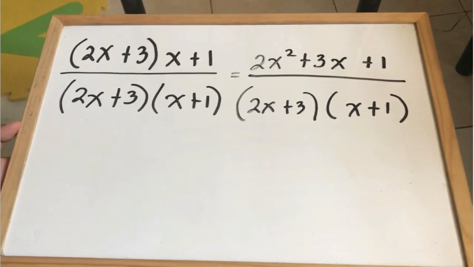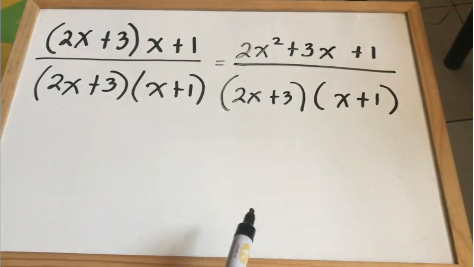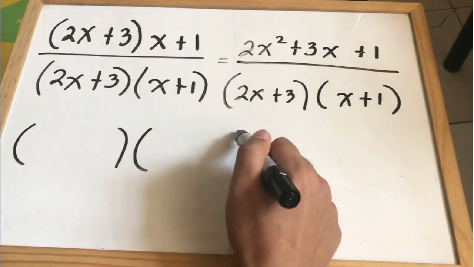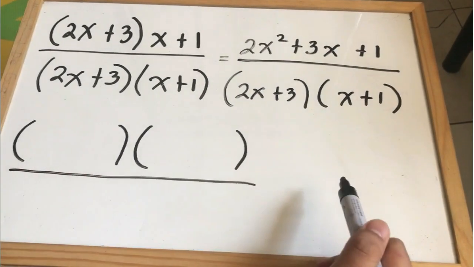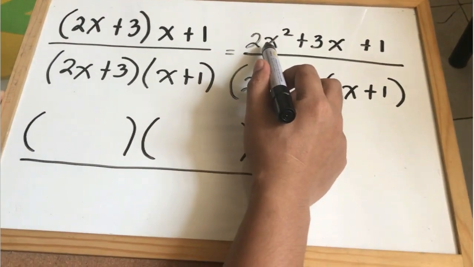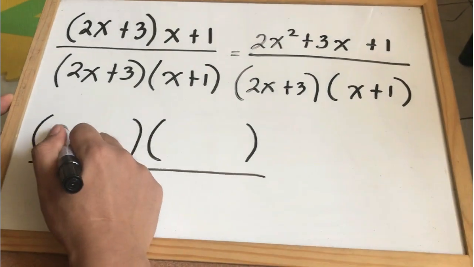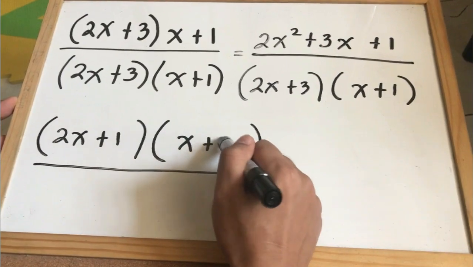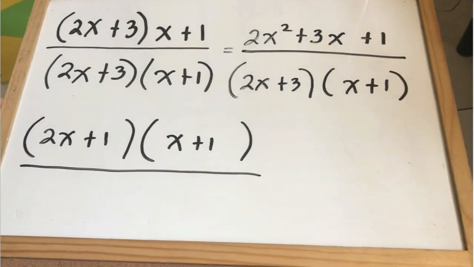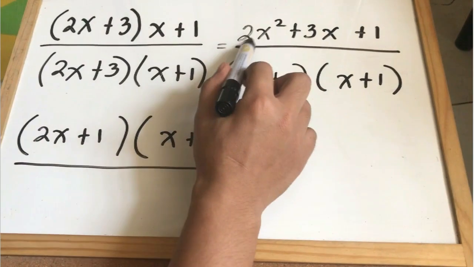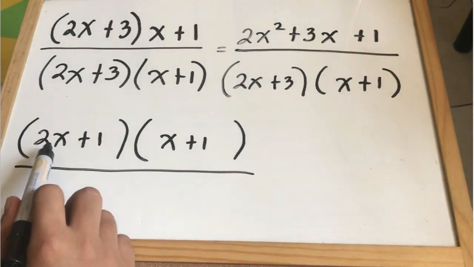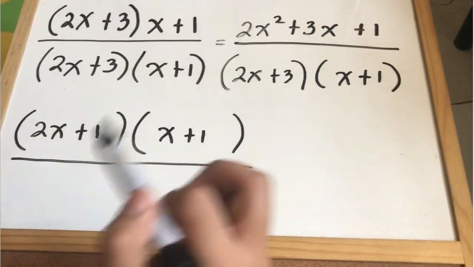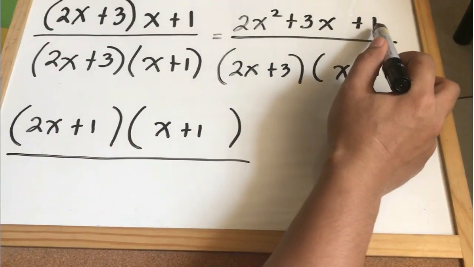Now, factor out our numerator. So let us find the factors. The factors are 2x plus 1 and x plus 1. Let us check. We're going to multiply 2x times x, 2x squared. Then 2x times 1, 2x. 1 times x is x, so 2 plus 1 is 3x. 1 times 1 is 1.